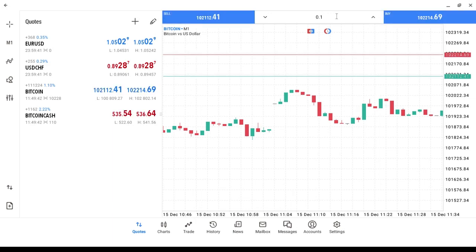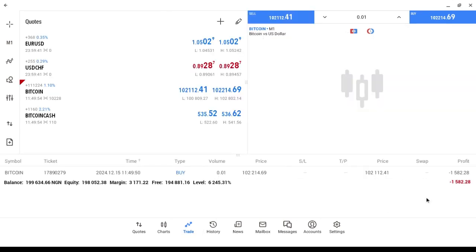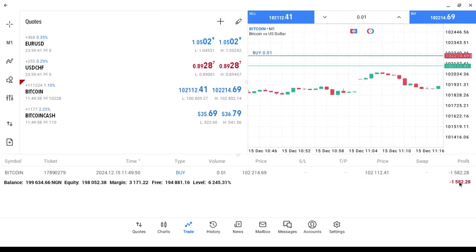Why do I have to lose before I can start making profit? Let me show you what I'm trying to say. On this account, let's say I want to buy with 0.01, and when I look at my trade, I see that I'm losing first. Why am I losing first? I'm not supposed to lose first, right? At least I'm supposed to be making profit, or it is supposed to be on neutral. But it's not on neutral because of the power of spread.